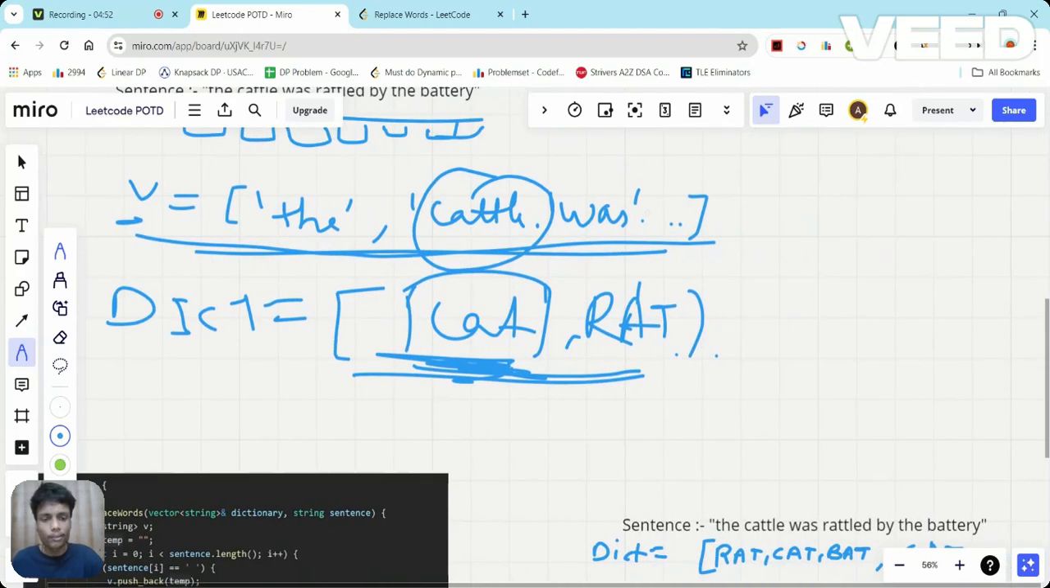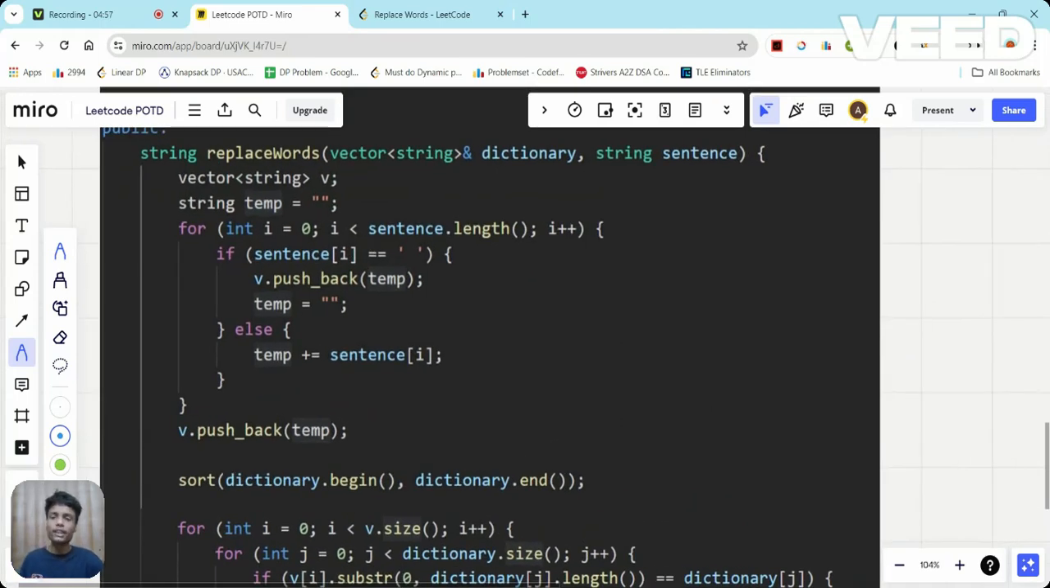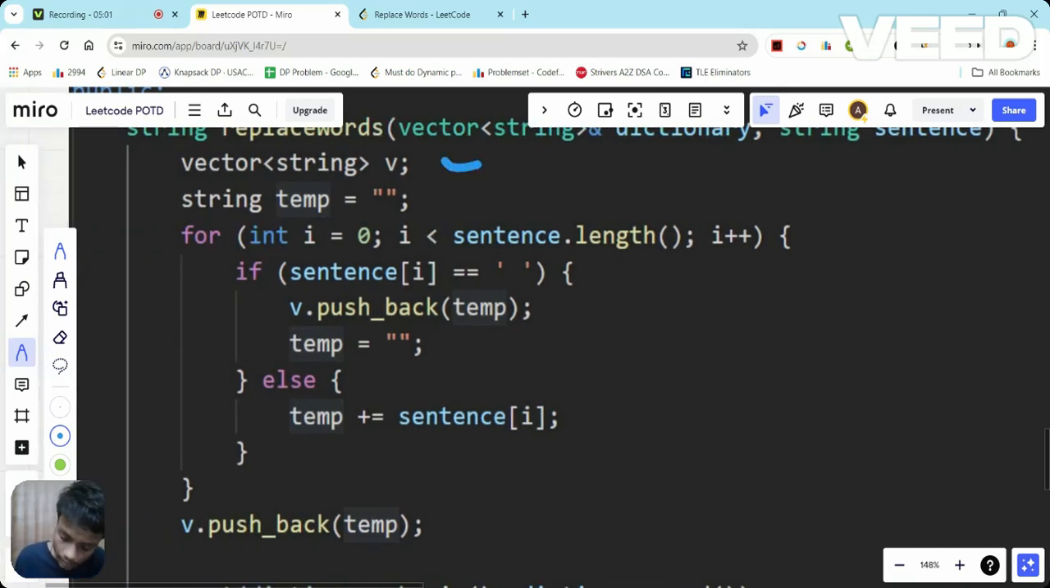So this is the simple approach for this problem. Now I'll explain it with the code. First of all, I have declared a vector v, then I have a string temp. What I am doing is storing all the words of the sentence into the vector v.